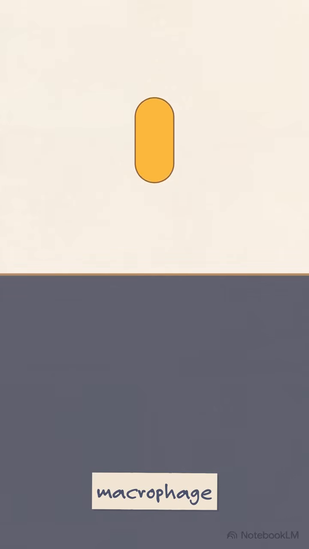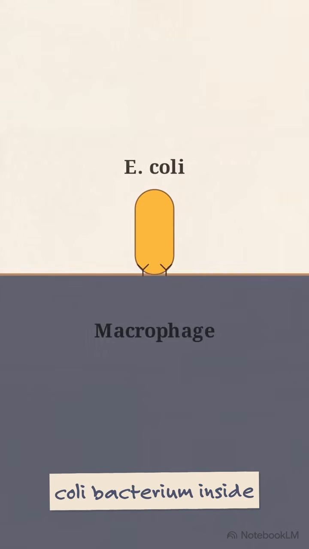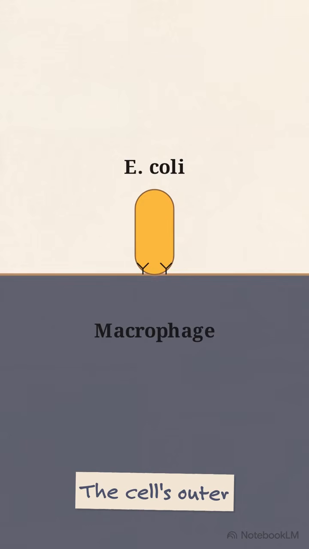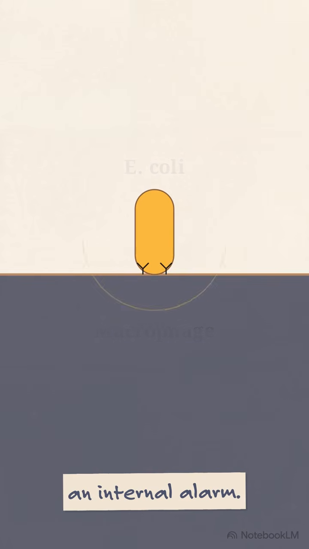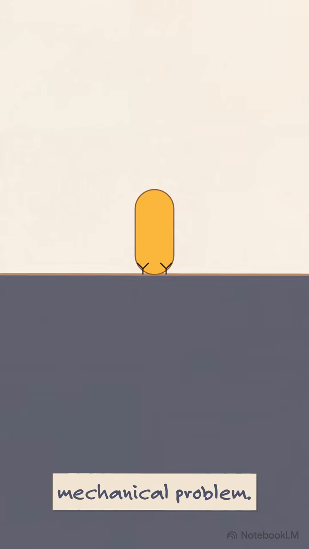Take a single macrophage encountering an E. coli bacterium inside a tissue wound. The cell's outer receptors detect markers on the bacteria and sound an internal alarm. But there is a major mechanical problem.